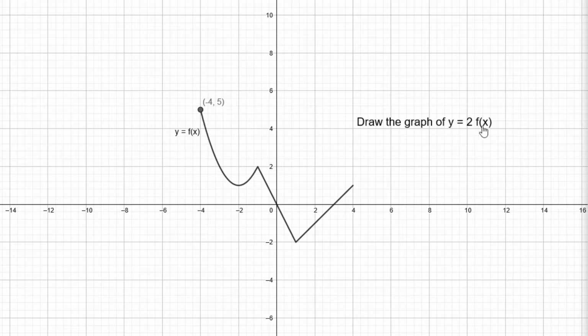What I would have to do is find the value of f of x for this value of x, so for negative 4 the value of f of x is 5. Then I would have to multiply it by 2 to get 10, and that is the point that I would have to plot above negative 4. Well, I think the pattern here is going to be quite clear. For every value of x, we find the value of the original function and we double it. We'll get these points.